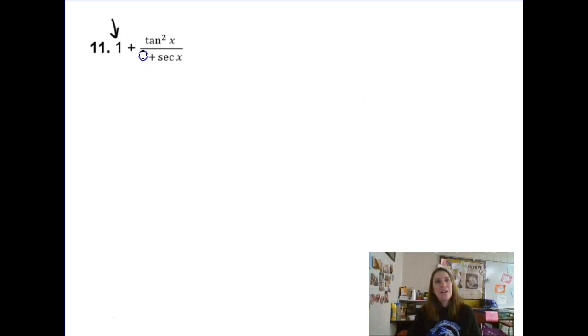Alright, so when you have a denominator that's a binomial, and it's not a Pythagorean binomial like one of those identities that we've been using, if you want to create one, you're going to use what's called the conjugate. So the conjugate to 1 plus secant is 1 minus secant. And you can multiply a denominator of a fraction by whatever you want, as long as you also do it to the numerator.